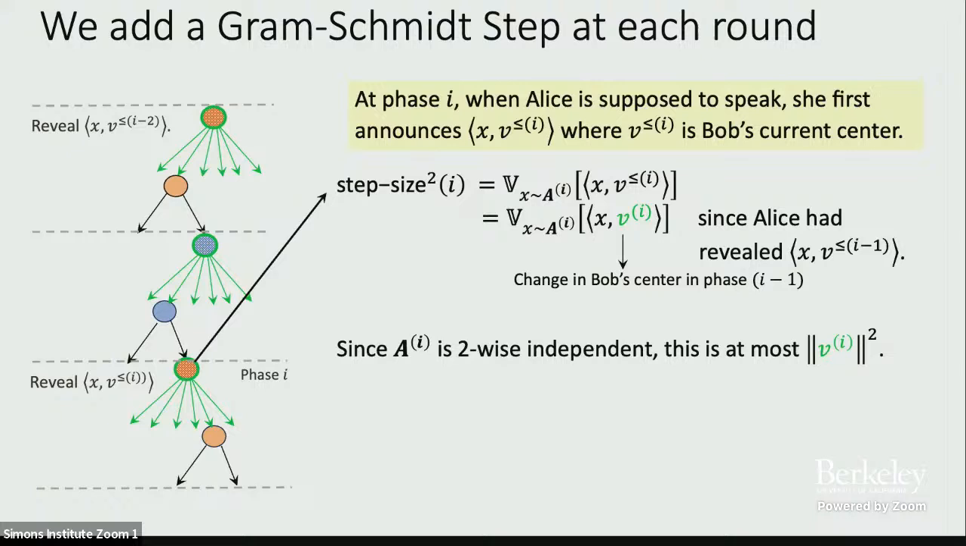So why is this the case? The point is here, Alice has revealed the inner product with Bob's old center. So by the time you reach here, the inner product with Bob's old center is already fixed. That means the variance of this set along that old center is 0. So when you compute the variance along this direction, you might as well subtract Bob's old center because the variance along that direction is 0. So as a result, the variance along this direction equals the variance along the change in Bob's center.